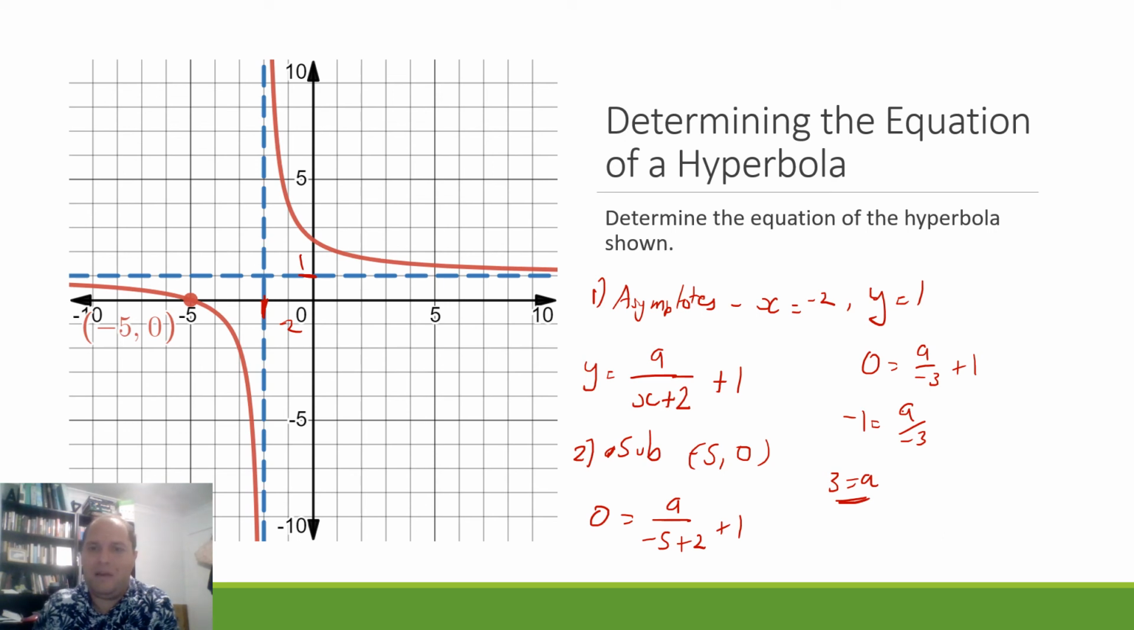And so from there, we can now write out our formula, which is just going to be y equals 3 over, we don't need the brackets, x plus 2, plus 1 is the equation for our hyperbola.